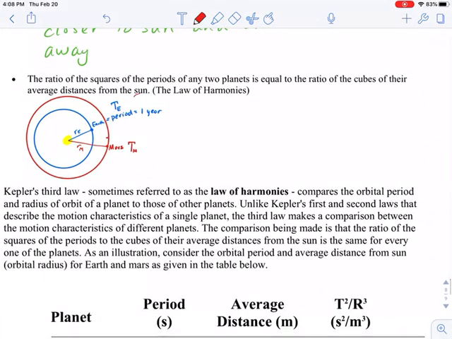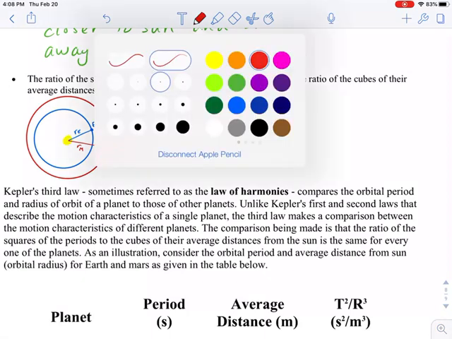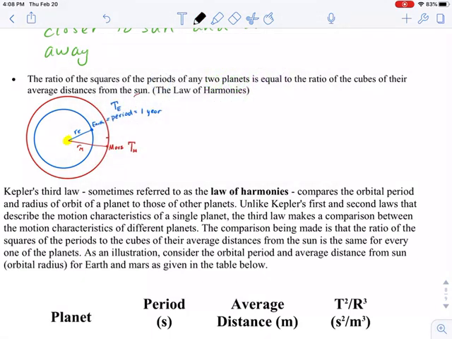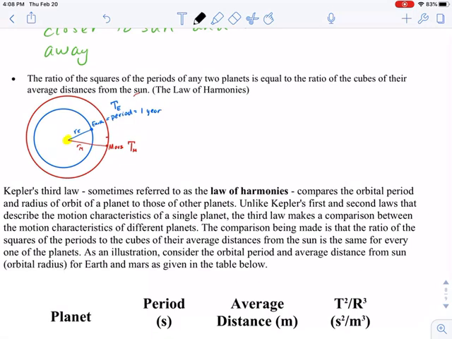So Kepler says the ratio of the squares of the periods of any two planets. So if I say the period of Earth squared over the period of Mars squared is equal to the ratio of the cubes of their average distances from the sun. So that's the distance from the Earth to the sun cubed over the distance from Mars to the sun cubed.